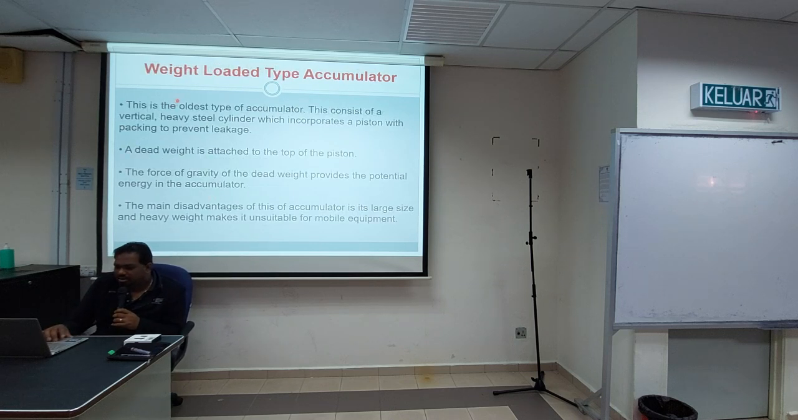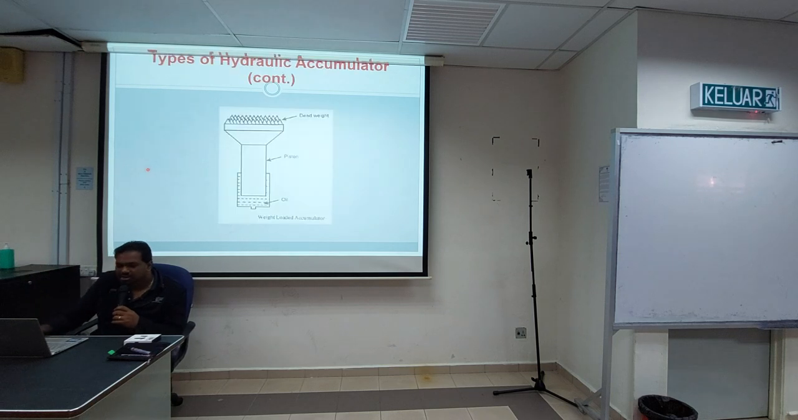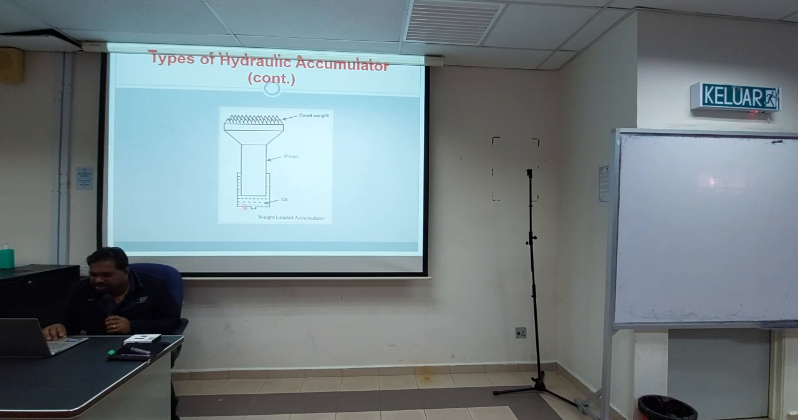Okay, so weight loaded type accumulator. Ini adalah accumulator yang already used for hundreds of years. So, beberapa tahun tu kita dah gunakan. So kita akan letakkan dead weight on top. So because of gravity, dia akan create pressure. So boleh tengok. So ini adalah dead weight pressure. So boleh tengok dekat sini ada hydraulic oil. So hydraulic oil dia ada volume. Then you put this piston. Kemudian you letak pemberat. Nah, pemberat ni maybe 1 kg, 2 kg, 3 kg, depends on the size of this storage lah.